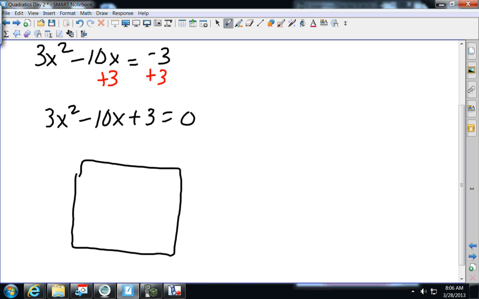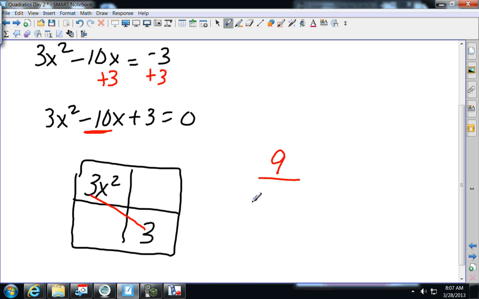Now I went ahead and drew my box, but I need to look first. Is there a GCF? Does 3 go into 10? No, so there isn't one. So I'm going to put 3x squared, and I'm going to put 3. Multiply these two numbers, and I get 9. I need the factors of 9 that give me negative 10. Negative 9 and negative 1. So I'm going to put negative 9, negative, whoa, that's not a 1. Try again.